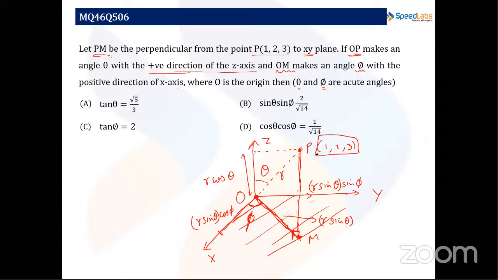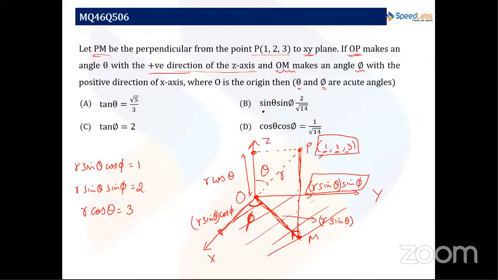The coordinate along x-axis is 1, that is its component along x-axis is equal to 1. So we can see that r sin theta cos phi equals 1. Its coordinate along y-axis is 2. So the component along y-axis is giving the coordinate along y-axis. So component along y-axis is r sin theta sin phi. So its value is 2. Its component along z-axis is giving us the coordinate along z-axis, that is 3. So r cos theta is equal to 3.